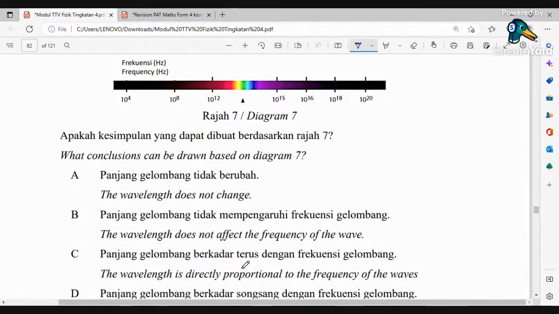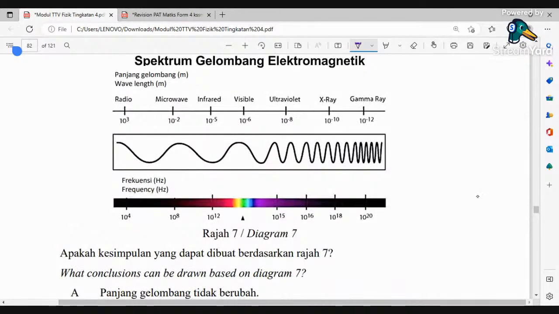Okay, what conclusion can be drawn based on diagram 7? Wavelength does not change, of course not. You can see obviously from here, boleh nampak jelas ini kan. Distance between two crests ni, ini lambda. Okay, so lambda decrease, wavelength decrease kan.